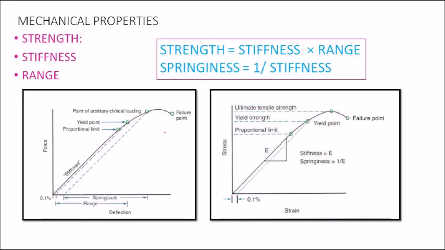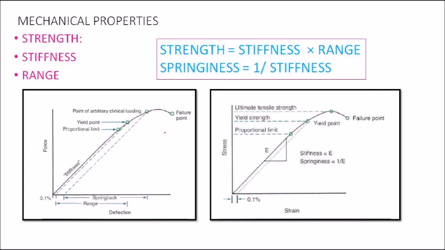So here in a stress strain graph, the slope is giving you the modulus of elasticity, to which your stiffness is directly proportional, whereas the springiness is inversely proportional to your modulus of elasticity. So please note that the slope of a stress strain graph is giving you the modulus of elasticity, to which the stiffness is directly proportional and the springiness is inversely proportional.